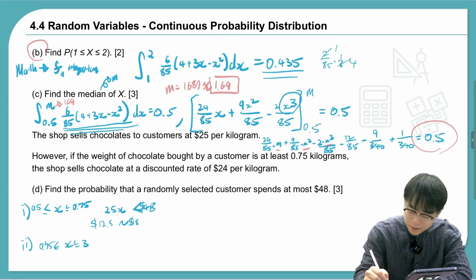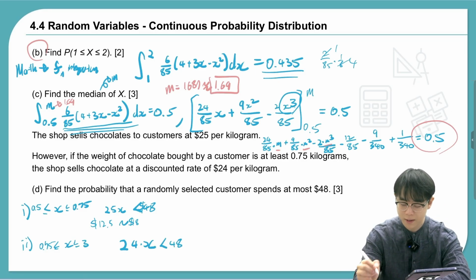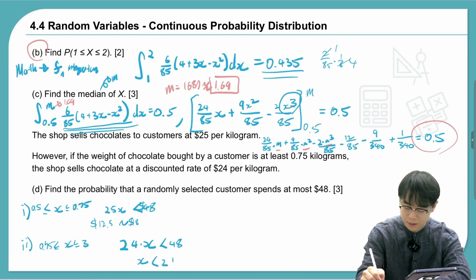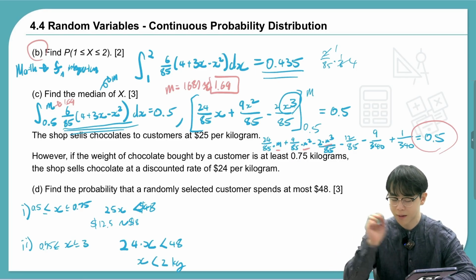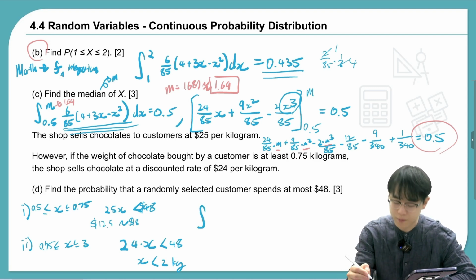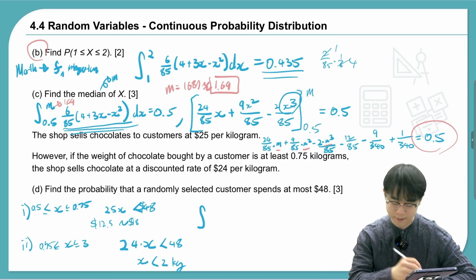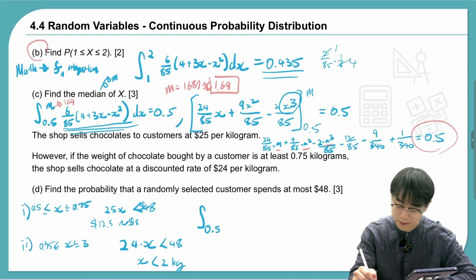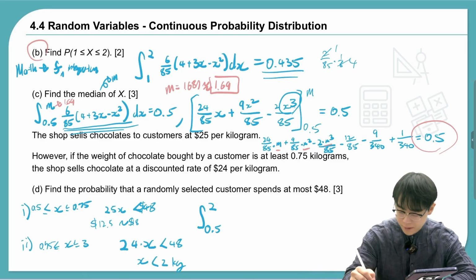Okay. So in that case, the customer is going to spend 24 times x on chocolate, right? And we want that to be less than 48. So we want the customer to spend less than 2 kilograms, right? So we want him to buy less than 2 kilograms of chocolate so that he buys less than $48 worth. So what we do is we find the probability that x is less than 2, right? So we want to integrate from 0.5 to 2 because 0.5 kilograms is the bare minimum he has to buy, right? So we would do this f of x dx, right?